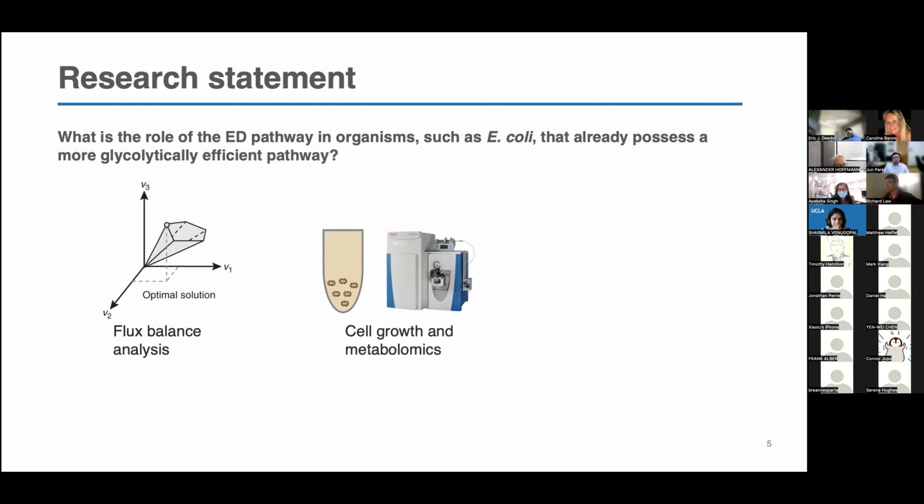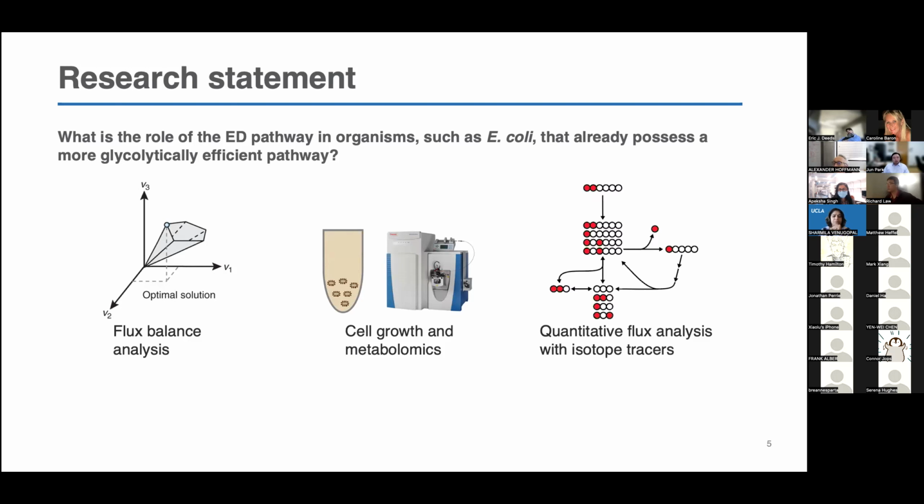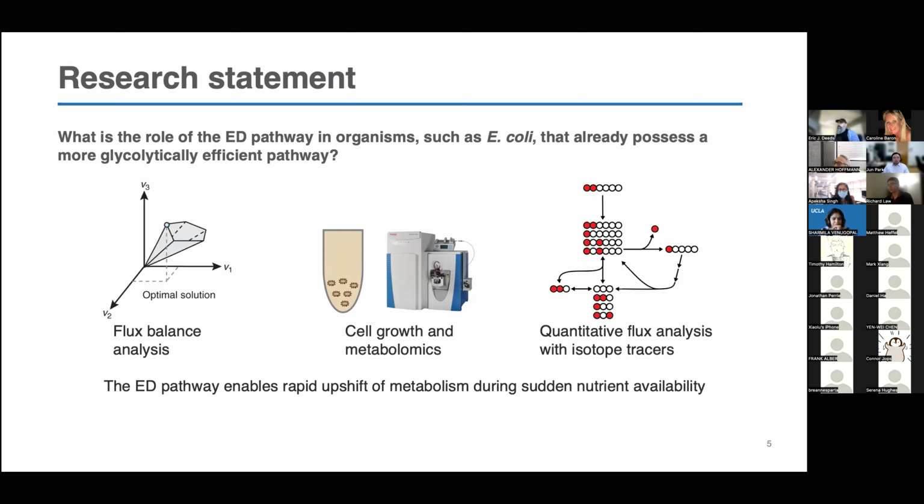And then afterwards, we're going to be using isotope tracers and developing quantitative flux analysis tools to actually assign numerical values to these ED pathway and EMP pathway fluxes. And hopefully by the end of these 3 different investigations, we can come to some sort of conclusion that stimulates that the ED pathway enables a rapid upshift of metabolism during sudden nutrient availability.